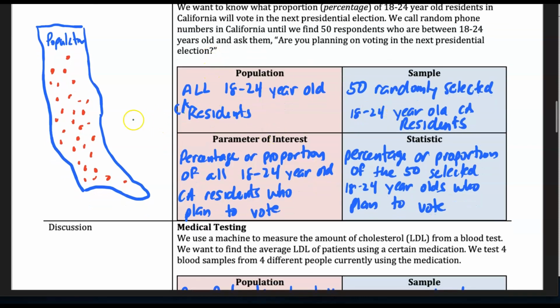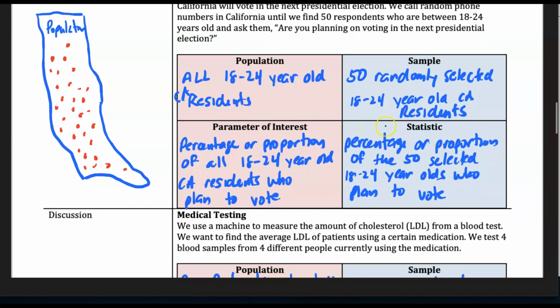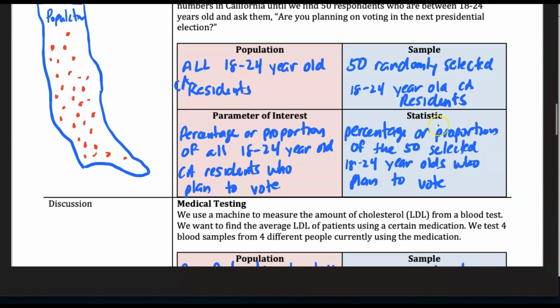In this setup, we have our sample, which are the 50 randomly selected residents. The population would be all 18 to 24-year-old California residents. You can see in the diagram here, you're going to select 50 from across that population. When we get that percentage for those 50 people, that would be a statistic.